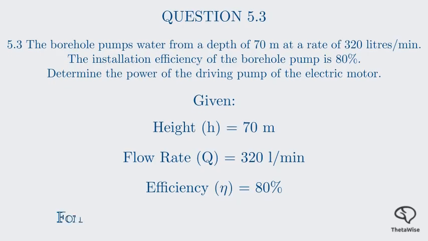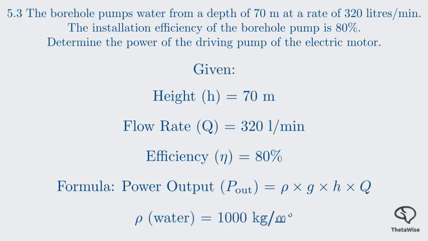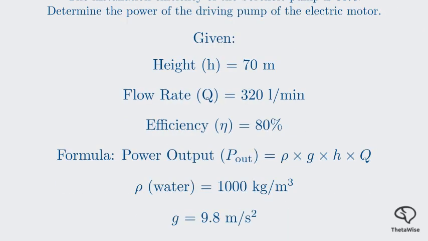The formula is P out equals the density of the fluid, rho, times the acceleration due to gravity, g, times the height, H, times the volumetric flow rate, Q. For water, the density rho is 1,000 kilograms per cubic meter. g is 9.8 meters per second squared. We need to ensure all units are consistent.